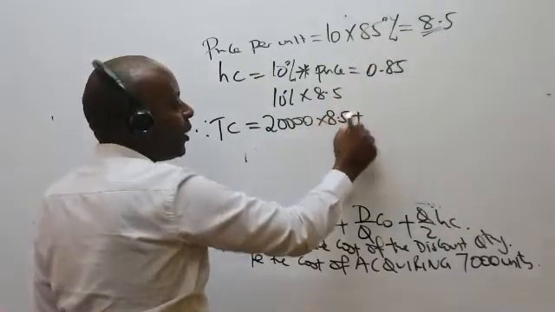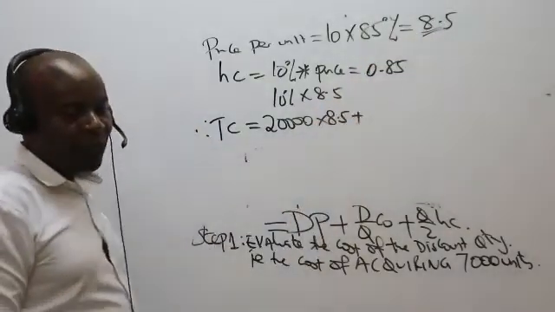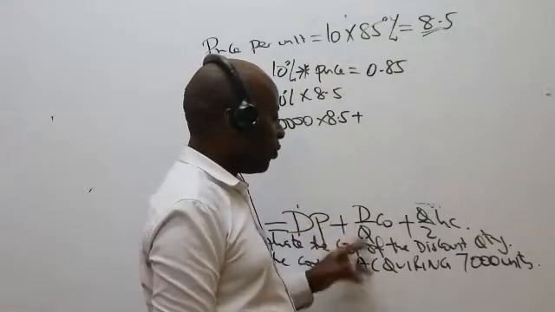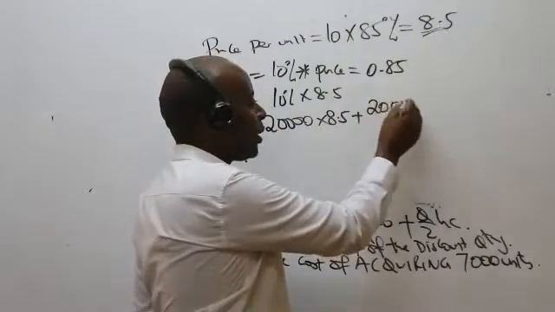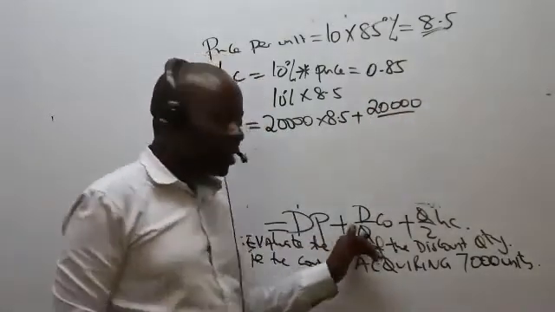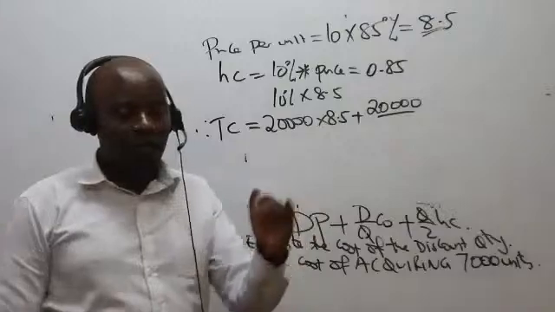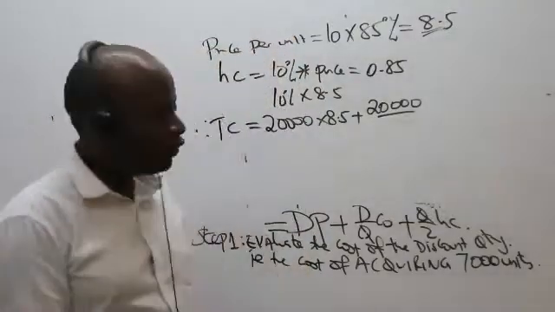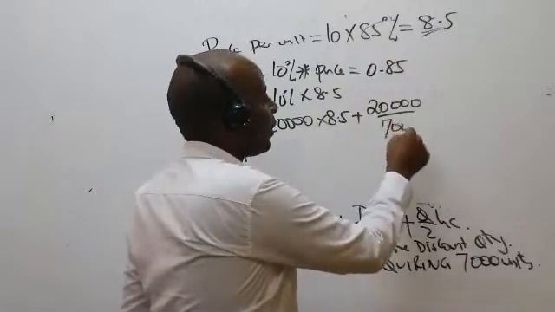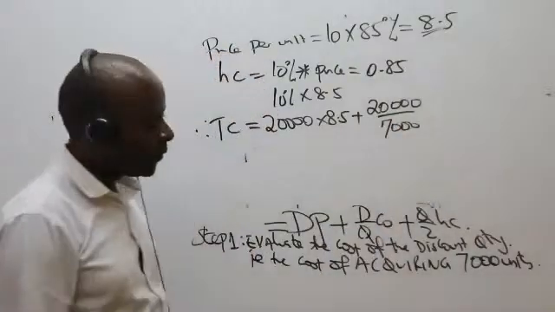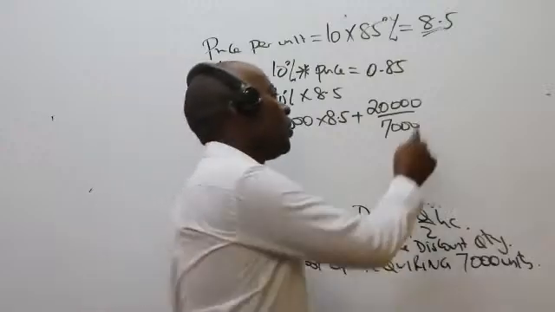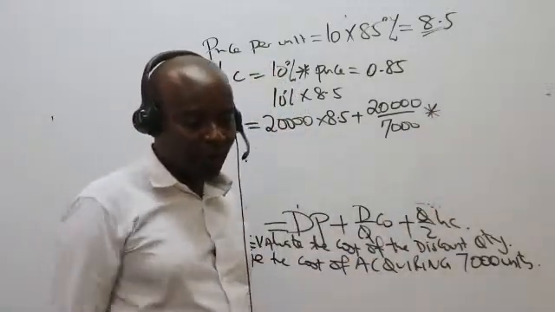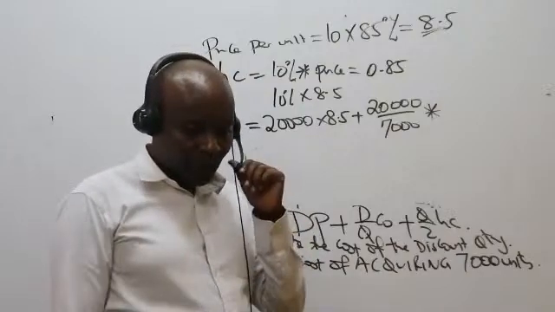It is 8.5, plus, ladies and gentlemen, we have D over Q. It is 20,000 over Q. How many units are we acquiring this time round at once? It is 7,000. This is the quantity, the Q there is 7,000, times CO. Is there anybody who is able to remember the CO? The CO, cost per order.